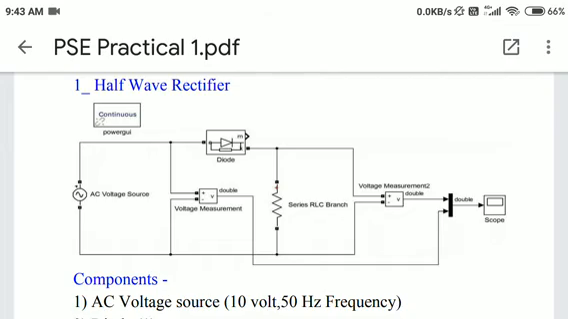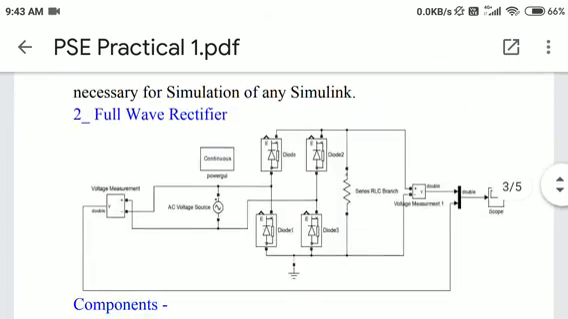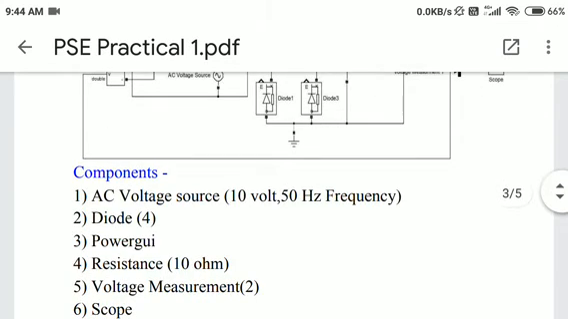Powergui is very important in running this particular circuit diagram. For the full wave rectifier, the circuit diagram is the same. Just connect 4 diodes, 2 into 2 parallel diodes, across the resistance. The only change in components is the 4 diodes, and the rest of the circuit diagram is the same.